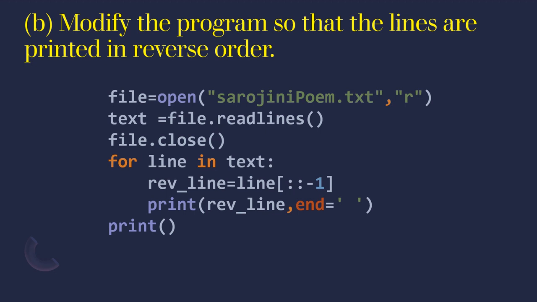Now modify the program so that the lines are printed in reverse order. So here we have to take the file object, file, and we are opening the file sarojinipoem.txt in read mode. Then it is reading the file line by line and the output is stored in a variable called text. Now we'll close this file. Now for line in text, reverse line is a variable which will store the reverse of each line. Along with line, we have to just write [::-1]. That means each line will be printed in reverse order. Now we have to print this reverse line within the loop.